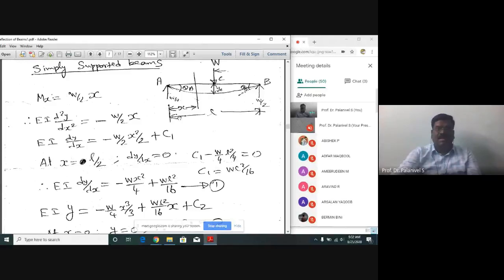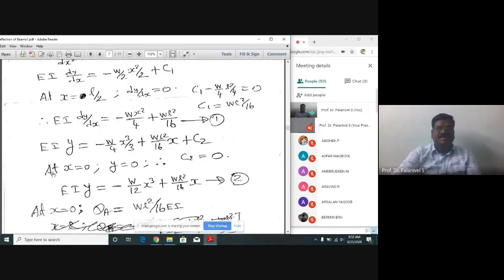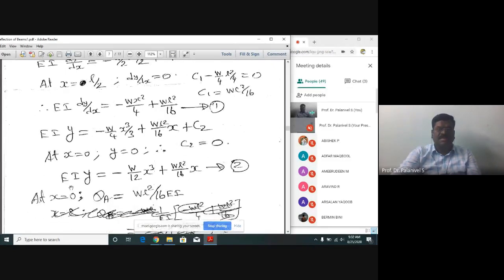In other words, at x is equal to 0, at A, the deflection y is equal to 0, which implies C2 becomes 0. If you substitute x is 0, y 0, C2 becomes 0. Therefore, EI y is equal to minus W by 12 into x cube plus WL square by 16 into x. This is equation 2, which is called the deflection equation. So we have got it.